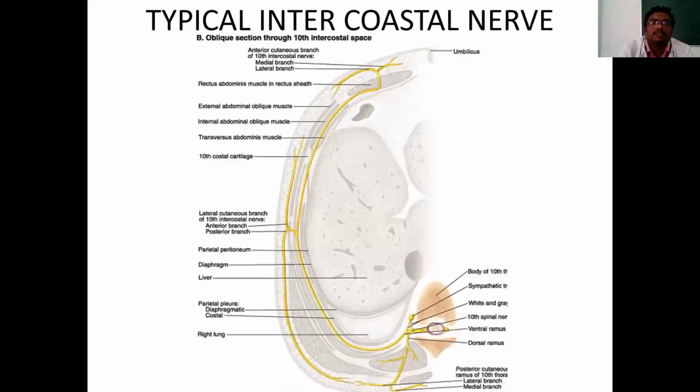When you see the typical intercostal nerve, it arises from the ventral and dorsal nerve roots, then it is going to join. Then it is going to form the rami, and then it is going to run in between the internal and innermost intercostal. In the lateral aspect, it is going to give the lateral cutaneous branch, which is going to divide into anterior and posterior branch.